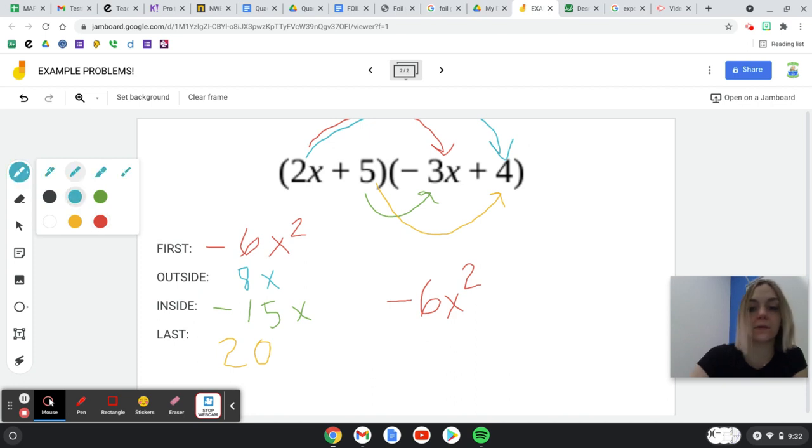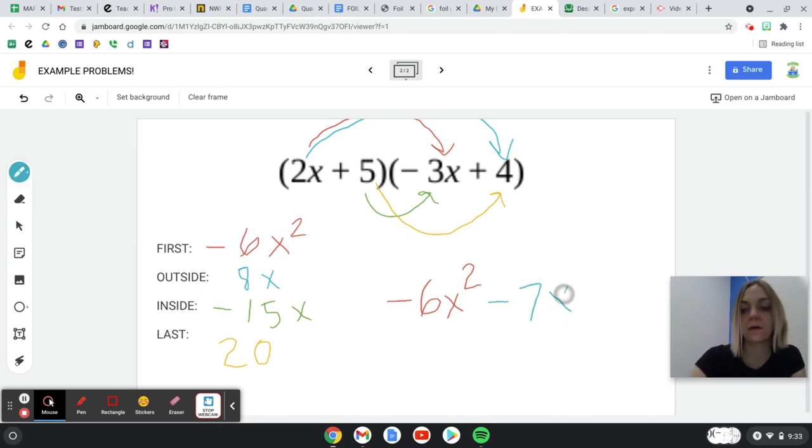I'm just going to make it blue. And then that plus 20 just hangs out, goes back. And then this is it.